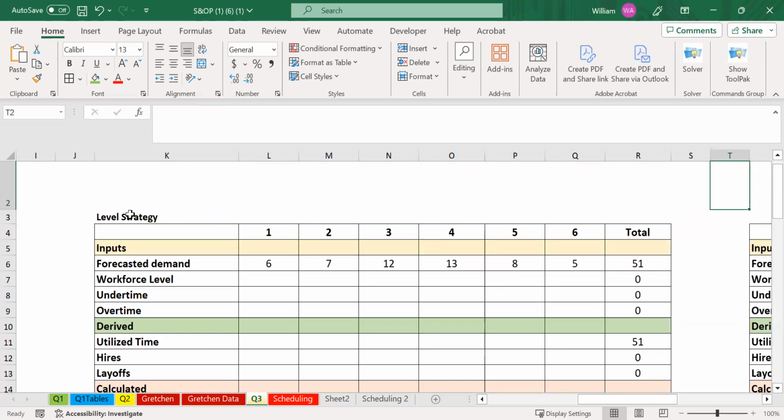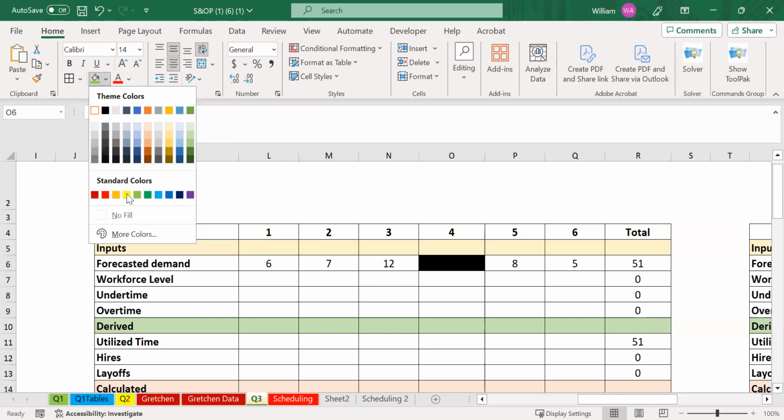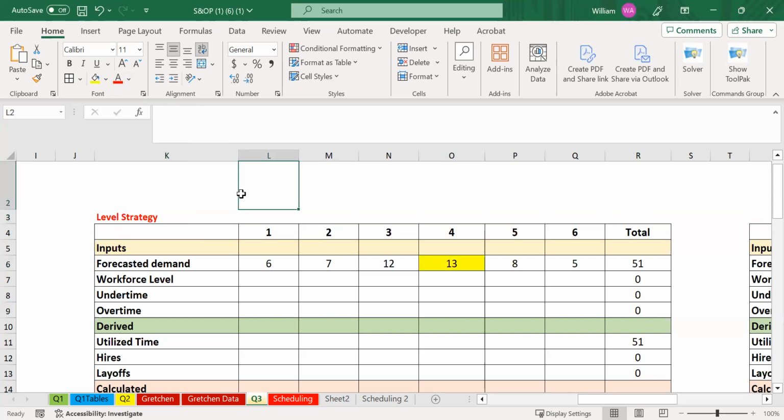Okay. So now we're going to be looking at the level strategy. And with the level strategy, we're going to assume that we're going to keep the same number of employees all through all 6 months. The first thing that you need to do with the level strategy is to figure out what's the highest requirement in any of the months. I see a 13 over here. I'm going to need that to calculate W.